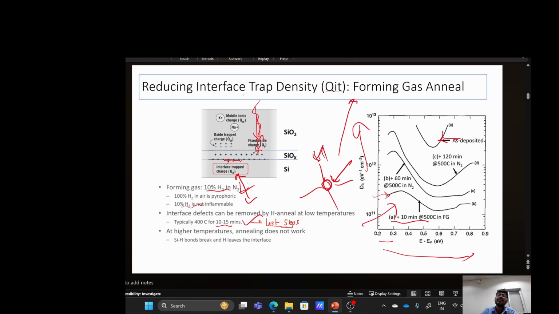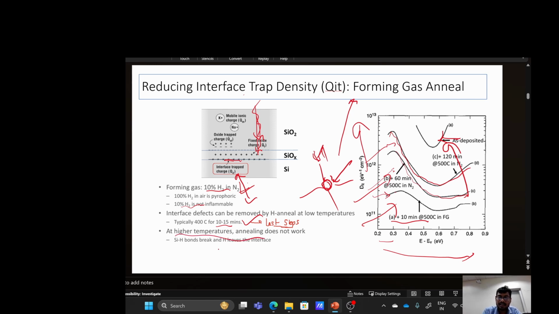And after that, if we anneal it again in the nitrogen environment, the defect density increases. For 1 hour this is the defect density, and for 2 hours this is the kind of defect density. If we increase the time more and more, it will keep increasing, because at a higher temperature it will break the Si-H bond, so it will again create the interface trap density.